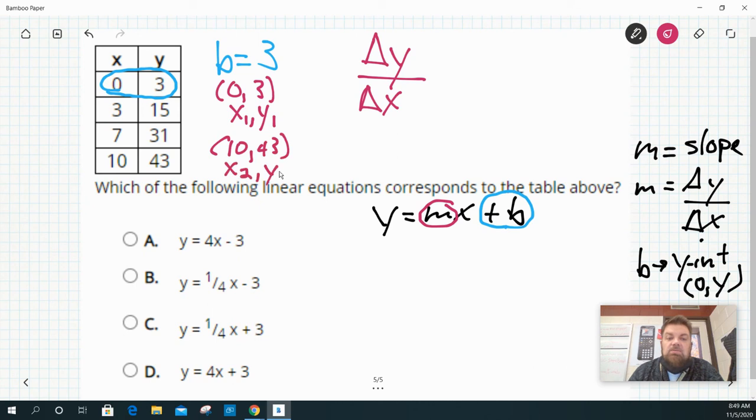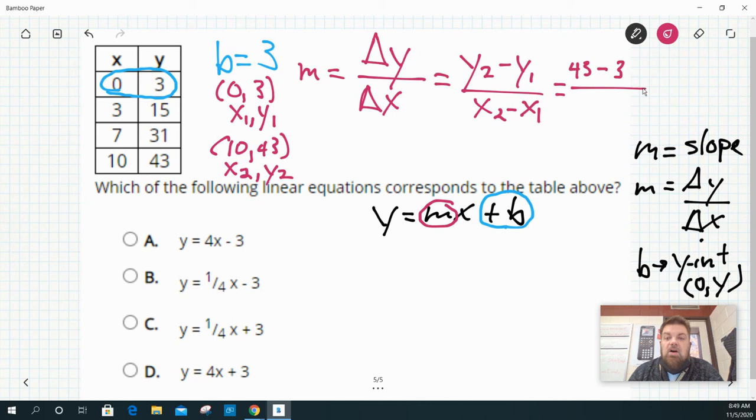x2, y2. And we know that the slope m is equal to delta y over delta x, which is basically y sub 2 minus y sub 1 all over x sub 2 minus x sub 1. So what's y sub 2? 43 minus what's y sub 1? 3 all over x sub 2, which is 10, minus x sub 1, which is 0. So 43 minus 3 is 40 over 10 minus 0, which is 10. That reduces down to 4. So mathematically, I found that my slope is 4.